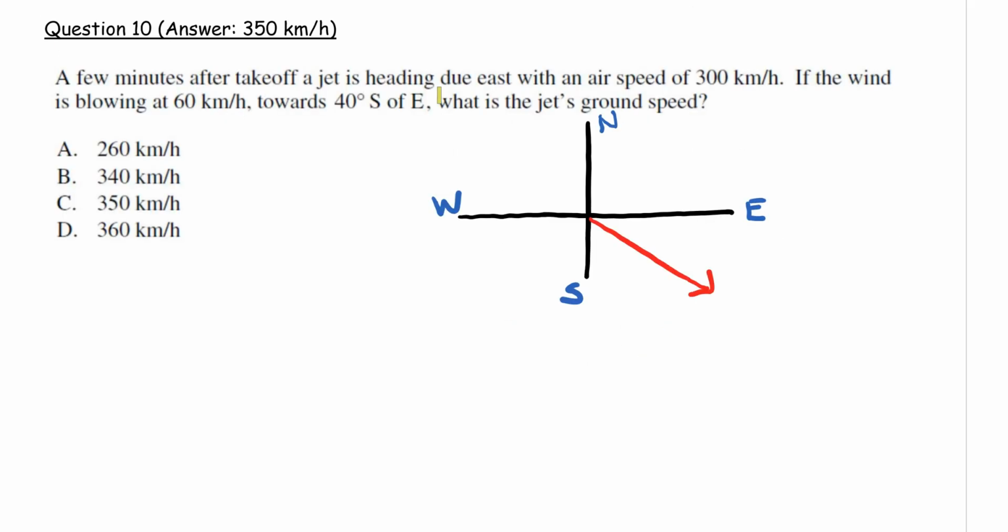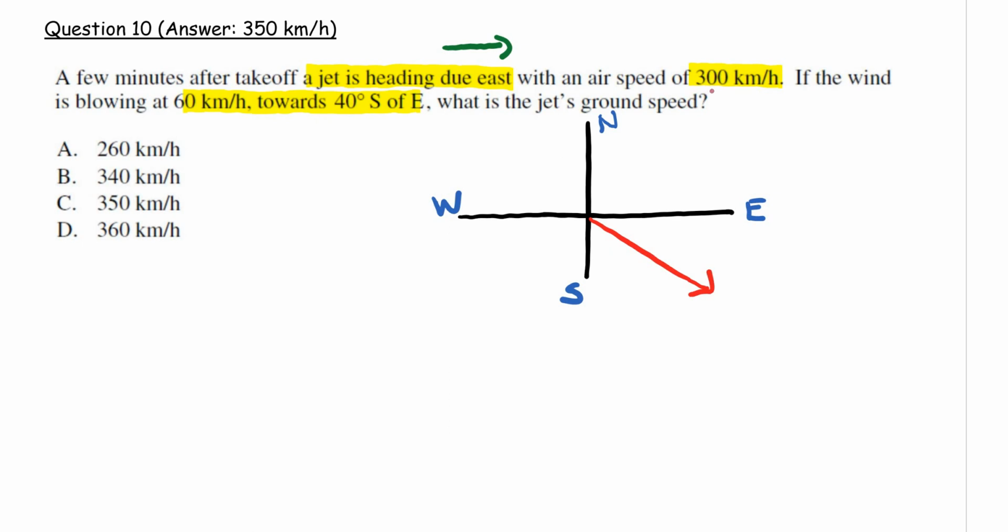Let's move on to the next question, question number 10. Question number 10 states that a few minutes after takeoff, a jet is heading due east, so due east is going in the right direction, with an airspeed of 300 kilometers an hour. If the wind is blowing at 60 kilometers an hour towards 40 degrees south of east, what is the jet's ground speed? There are a few things that we're going to have to do for this particular problem.